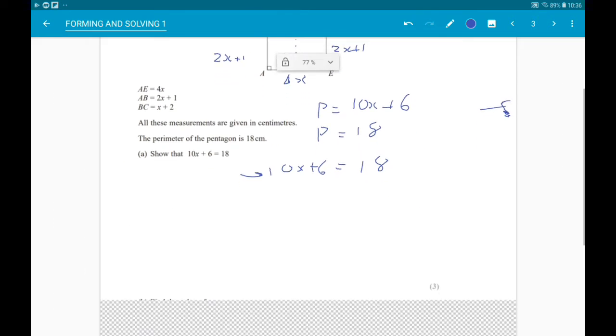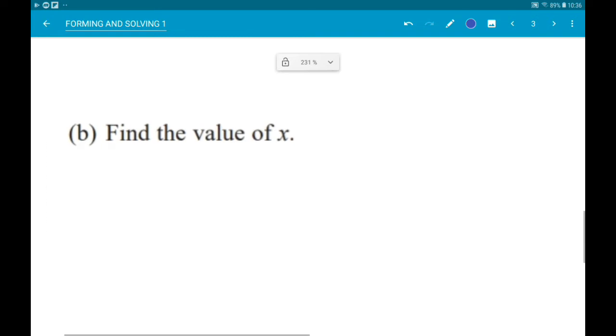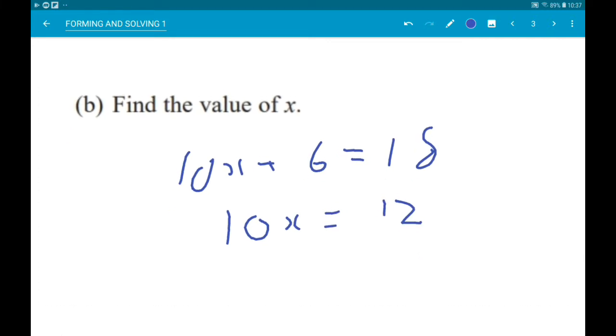Okay, then for part B, we want to find the value of x. Okay, so now we are solving the equation. So we have 10x add 6 is equal to 18. Subtract the 6, 10x is 12, divide by 10, x is 1.2.